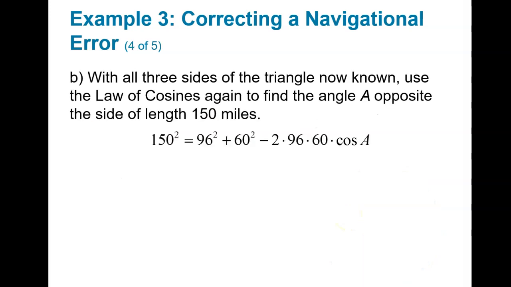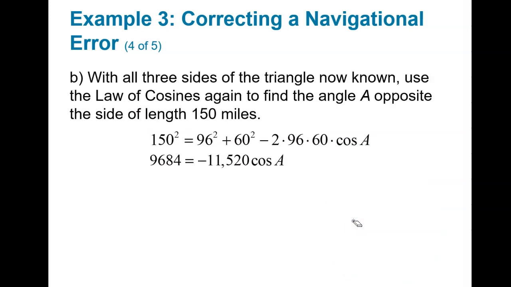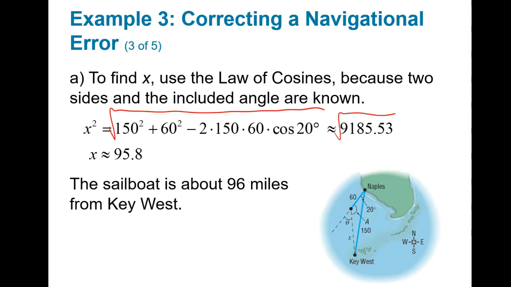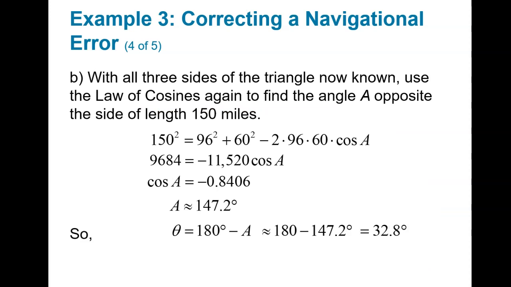So call that angle A. There's the setup. 150 is opposite that, and we found this to be about 95.8, so 96 is what we're using, rounding it to the whole. Then we just do a little bit of work, inverse cosine to find A. So there's our angle that is within that triangle. The correction angle is going to be the 180 minus that. So about 32.8 degrees to correct us back onto the right course.